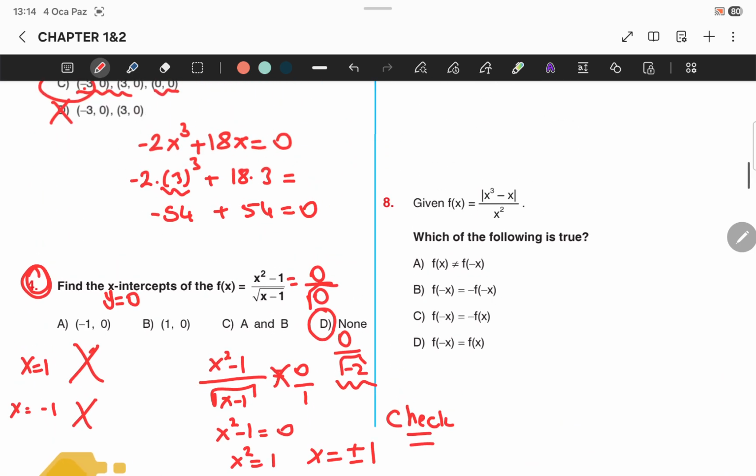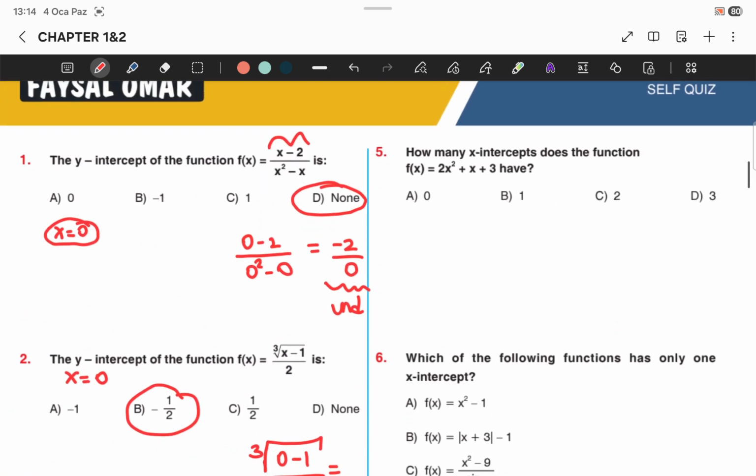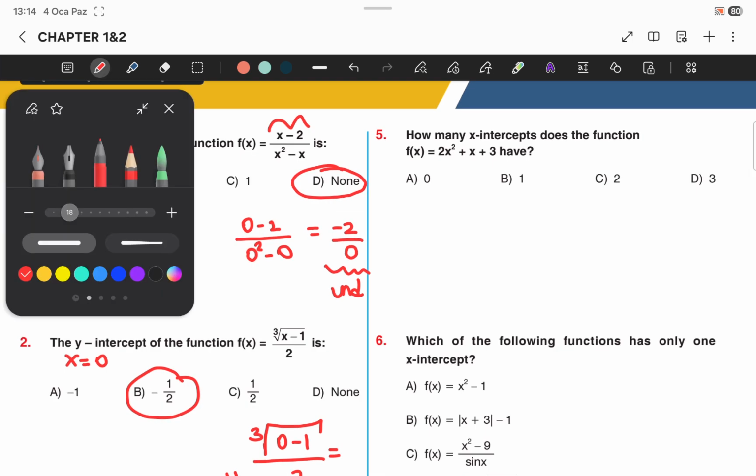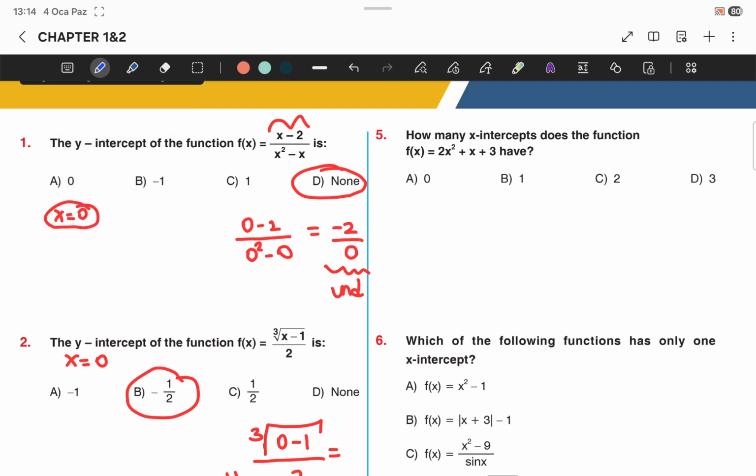It's a very tricky question. You have to pay attention. How many x-intercept questions do we have? For how many types of the question, do you know what we should do?